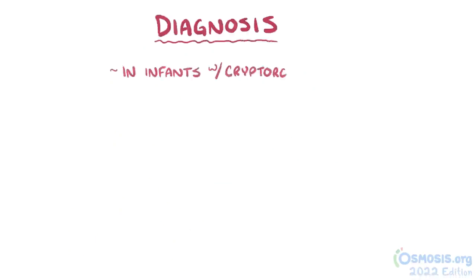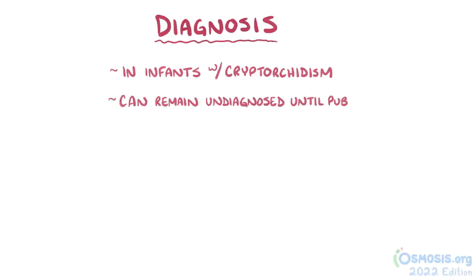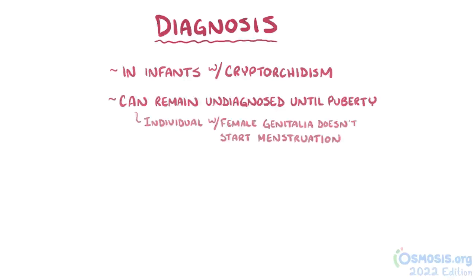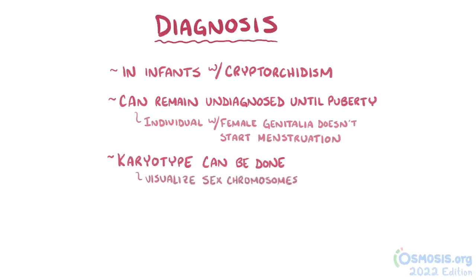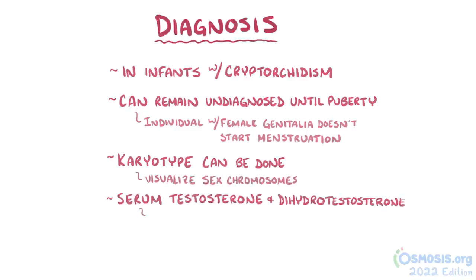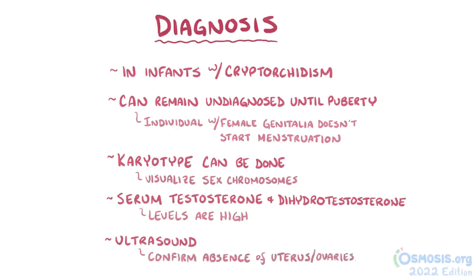Androgen insensitivity syndrome can be diagnosed in infants with cryptorchidism. Alternatively, it can also remain undiagnosed until puberty, when an individual that has female genitalia doesn't start menstruation. A karyotype can be done to visualize the sex chromosomes to ensure that the individual is genetically male. In addition, serum testosterone and dihydrotestosterone levels are typically high. An ultrasound scan can be done to confirm the absence of the uterus and ovaries, or to locate the testes in the case of cryptorchidism.